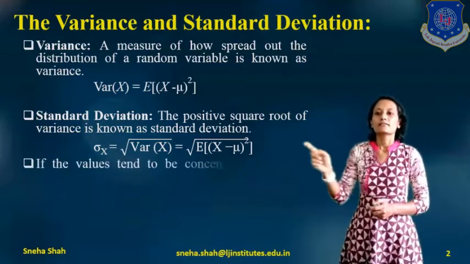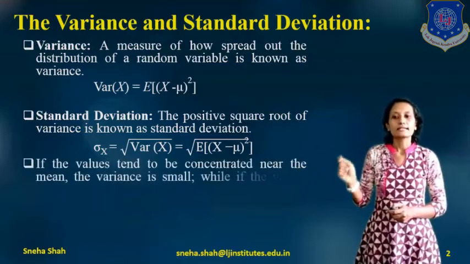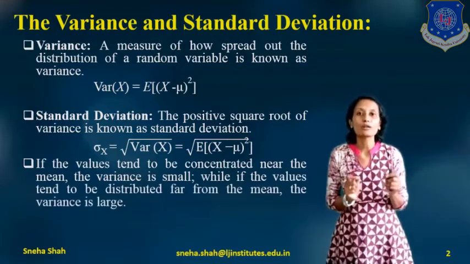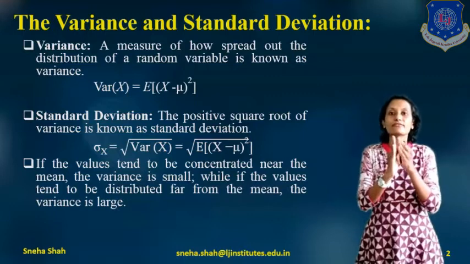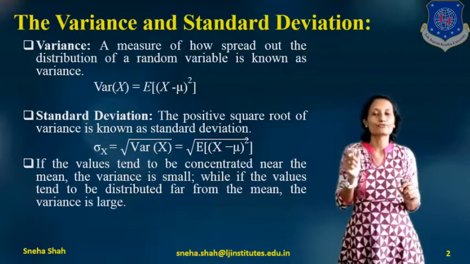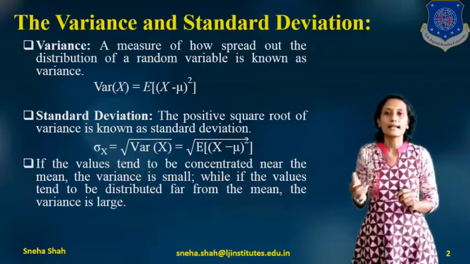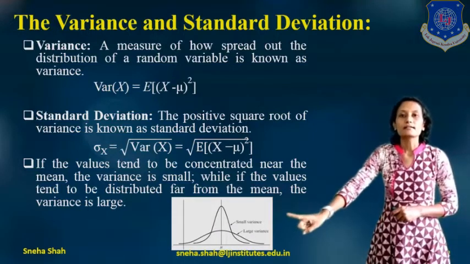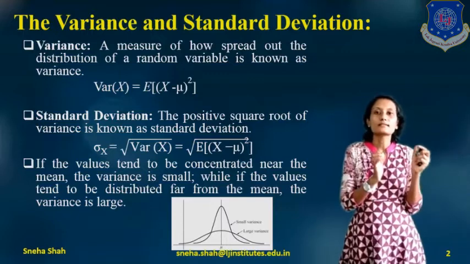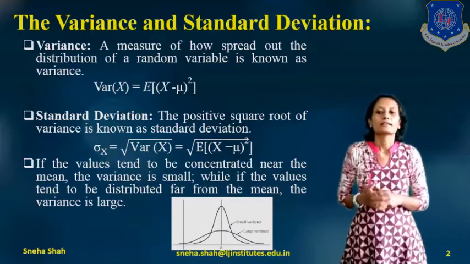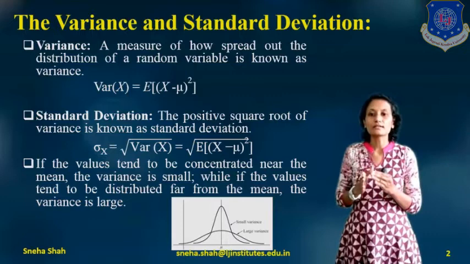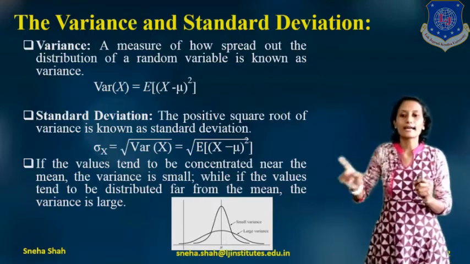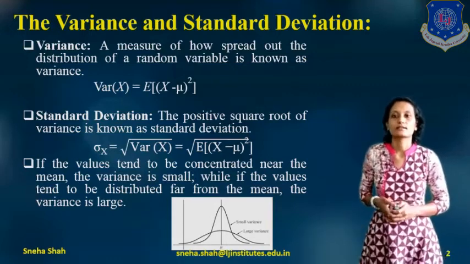Now if the values tend to be concentrated near the mean, then we can say that it has a small value of variance, and if they are far from the mean value, we can say that the variance will be large. From this graph you can see that if the deviation from the mean is small, the variance is small, and if the values are distributed far from the mean value, the variance will be large.